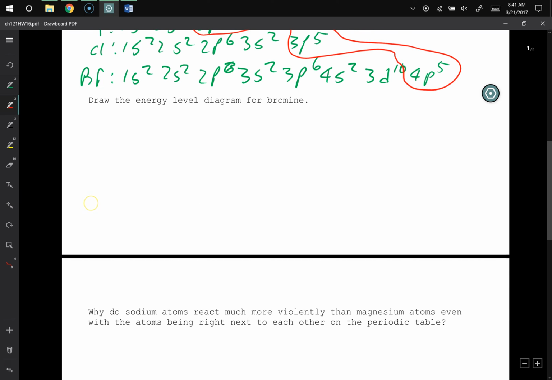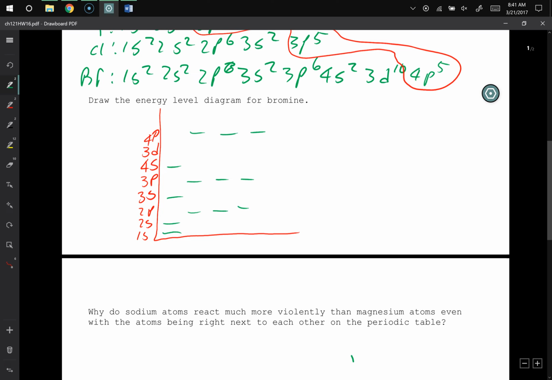Energy level diagram for bromine. Okay, so 1s, 2s, 2p, 3s, 3p, 4s, 3d, 4p. So 1, 1, 1, 1, 1, 2, 3, 1, 2, 3, and 1, 2, 3, 1, 2, 3, 4, 5.